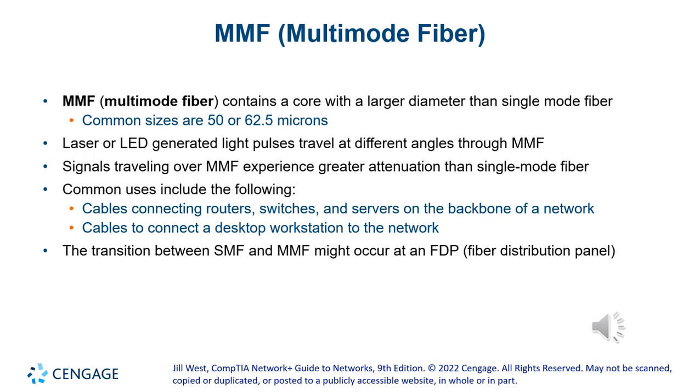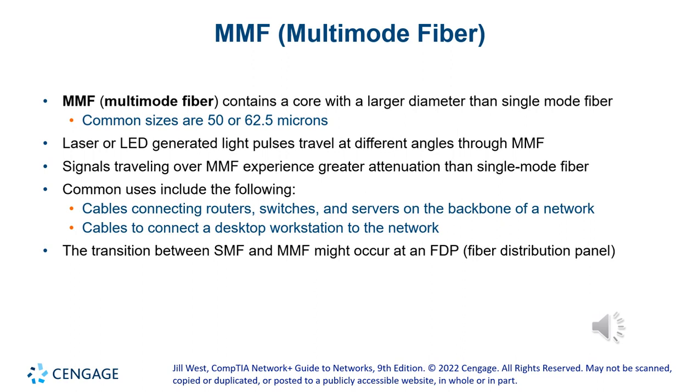Now, the multi-mode fiber has a thicker, larger core. Single mode fiber is 8 to 10 microns. This is 50 to 62 microns, which is much thicker. As you can see, 8 to 10 versus 50 to 62. It's an older technology. It uses the same method as single mode, with an LED or a laser.